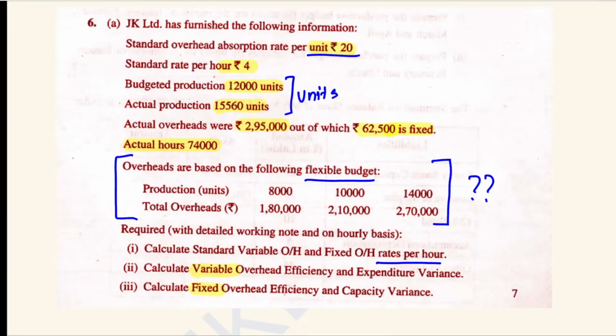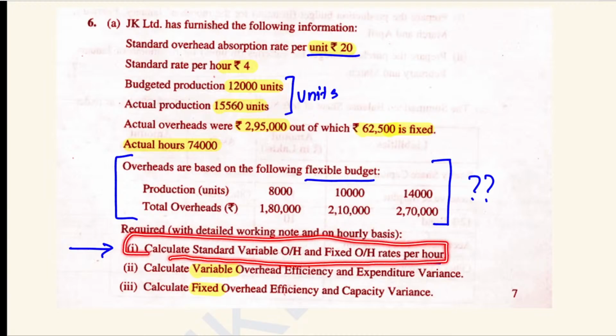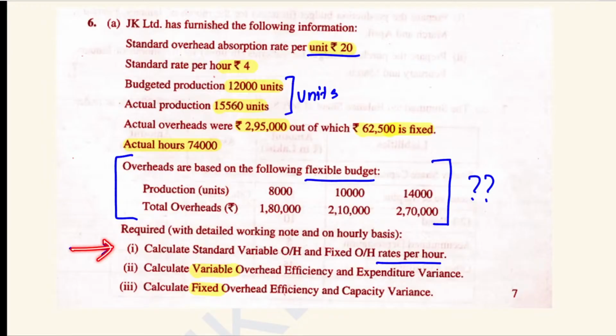Budgeted production, actual production, all this data we will now use. First we will find out what they are asking as part of question number 1: calculate standard variable overhead and fixed overhead rates per hour. So the moment this is asked, you should understand that this 20 and this 4 comprise both fixed and variable components.